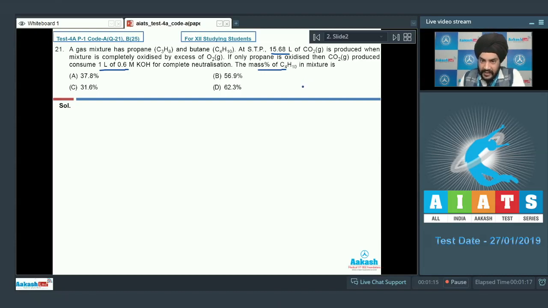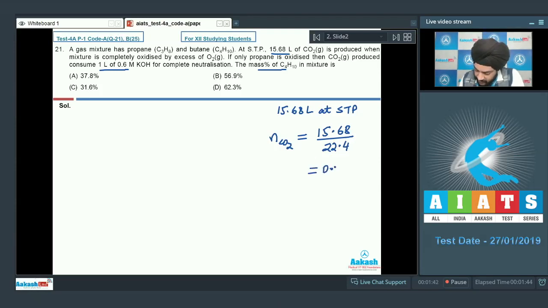So we have been given that when the mixture is oxidized, there is a formation of 15.68 liters of CO2 at STP. So we can find out the moles. The number of moles of CO2 produced is equal to 15.68 upon 22.4. On simplification this gives us 0.7. So the total CO2 produced is 0.7 mole.